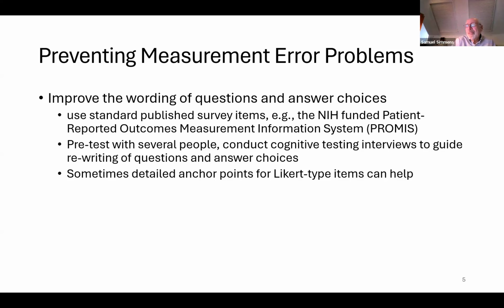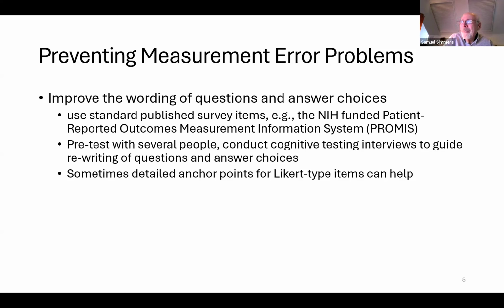Second idea is pre-testing. So ideally, you'd pre-test with 10 or 20 or 30 people. For most studies, that's way too much time. If you can only pre-test with 1 or 2 or 3, well, that's better than 0. So basically, the more that you can pre-test, the better.